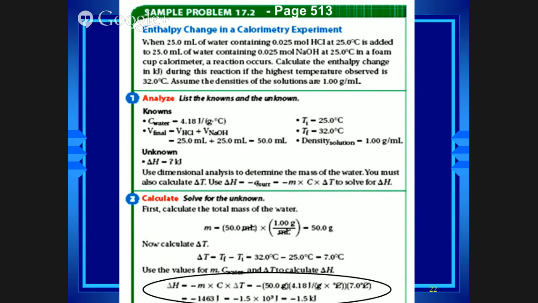Now, the surroundings, it was a negative 1.5 kilojoules. The system itself would have been a positive 1.5 kilojoules. They've always got to match. It's got to go somewhere.